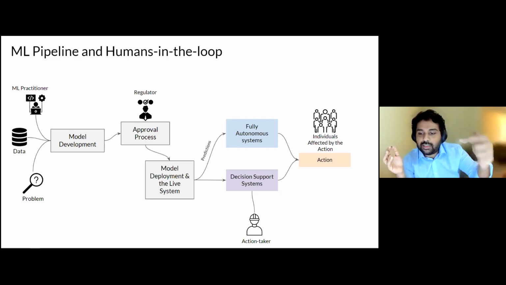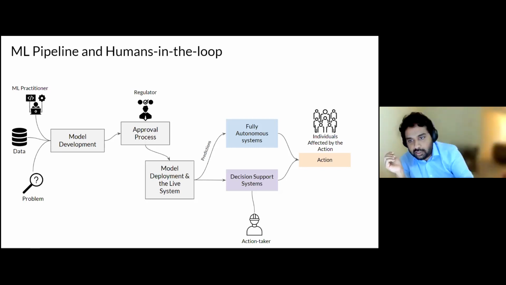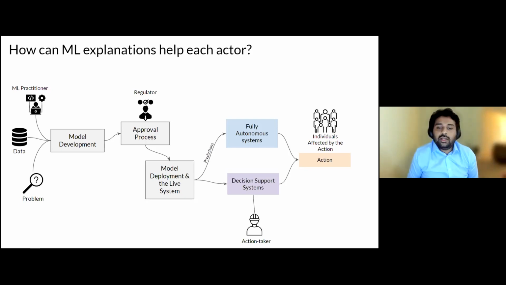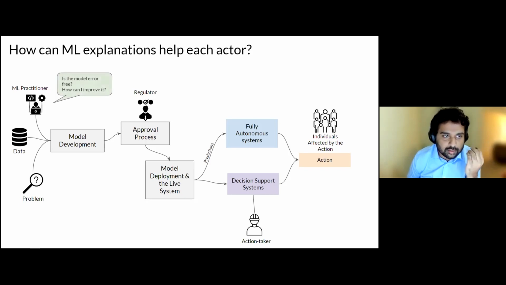So now we have 4 types of humans interacting with the machine learning model at different points, right? Let's see how explanations can help them. So let's go back to the beginning. ML practitioner, let's put our developer hat on. What are we trying to do? We're always trying to improve our models and find errors. So the role of the explanation is to help the practitioner or the developer discover errors in the model.